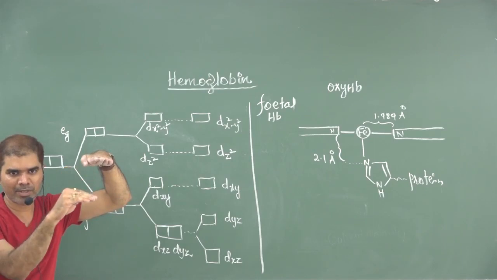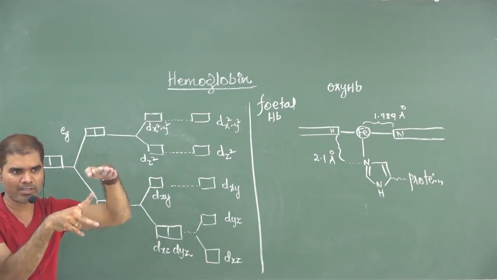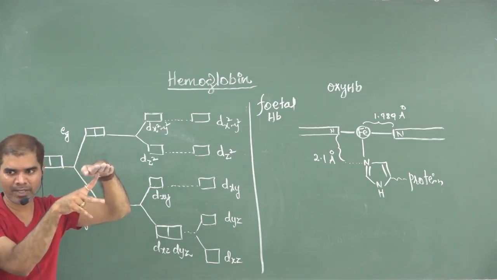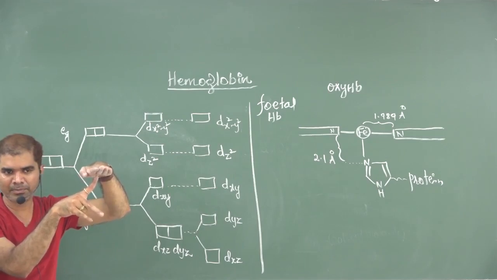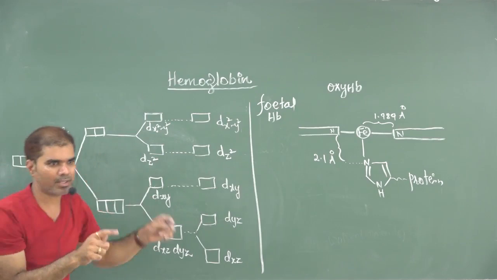Once I say iron is below, suppose if these are the 2 lobes of T2g orbitals. Out of 4, one is above, one is below. So one will interact with this pi electron density, one will not interact. Okay, so it is unsymmetric interaction. Are you getting the point?